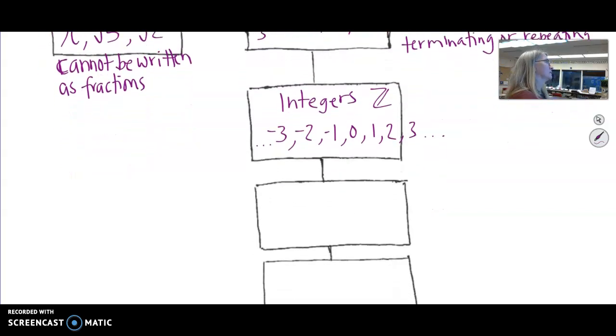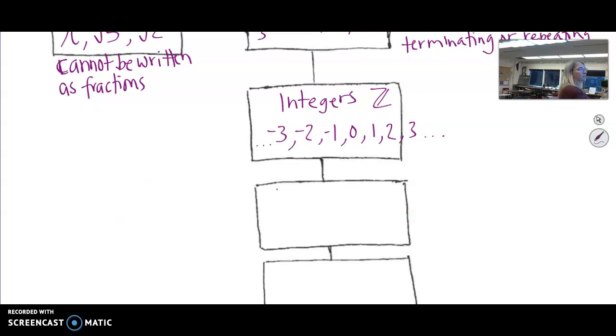So we can order the integers. We can't write the other subsets of numbers that we've covered already in order, because there's always something in between. So like in between 0 and 1, we have an infinite number of rational and irrational numbers. So the first subset that we can actually write in order are the integers.